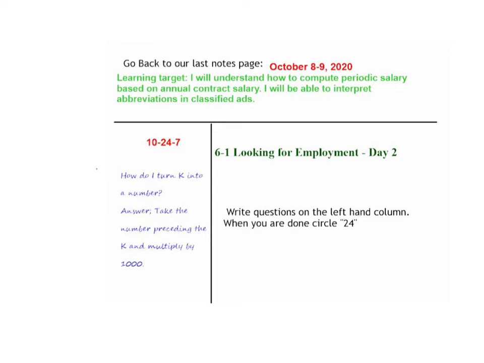Here is a question that I put down. You're welcome to use this one if you like. How do I turn a K into a number? The answer is I take the number preceding the K and multiply it by 1,000. Once you get that question, or one of your own choice down, circle 24, and hopefully your 10 is already circled.